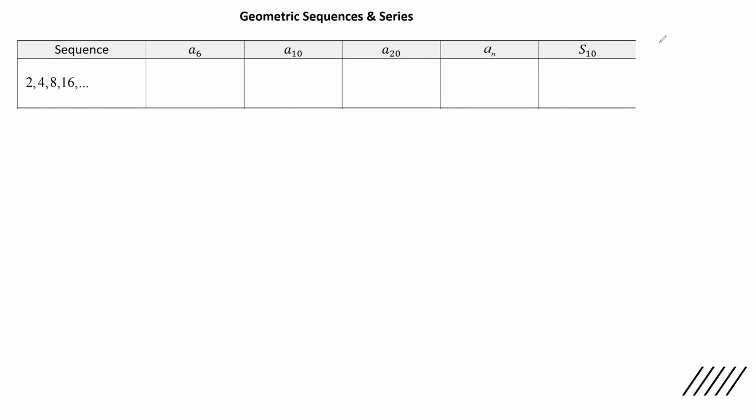So for geometric sequences, the explicit rule for finding the nth term will be a sub n equals the first term times the common ratio to the power of n minus 1. Okay. So first term is 2. And the common ratio, or the constant multiplier, is also 2, to the power of n minus 1.